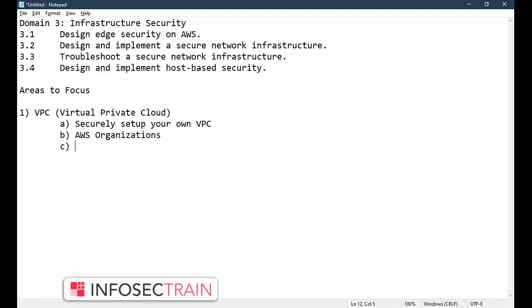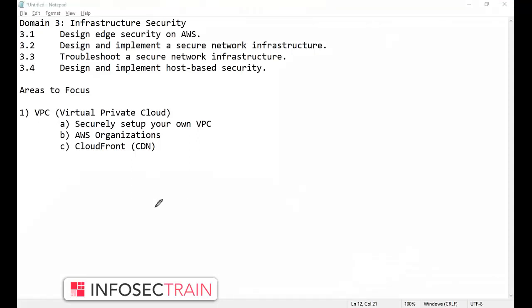Then you have to learn the best part, Cloud CDN, CloudFront. So, team, are you aware of the service called CloudFront, which is a CDN service? I'll give you an example. Assume that I have a web server. This is my web server.